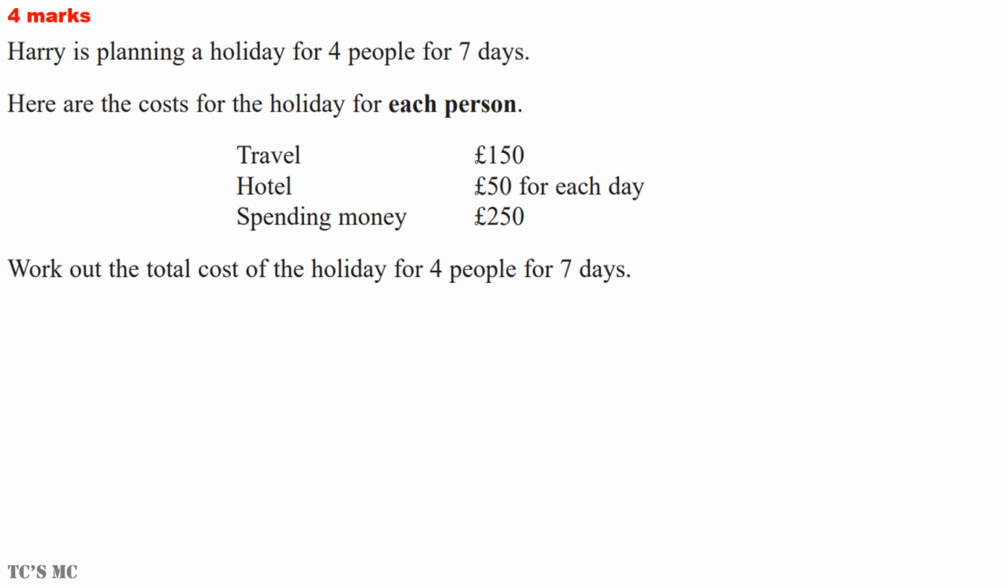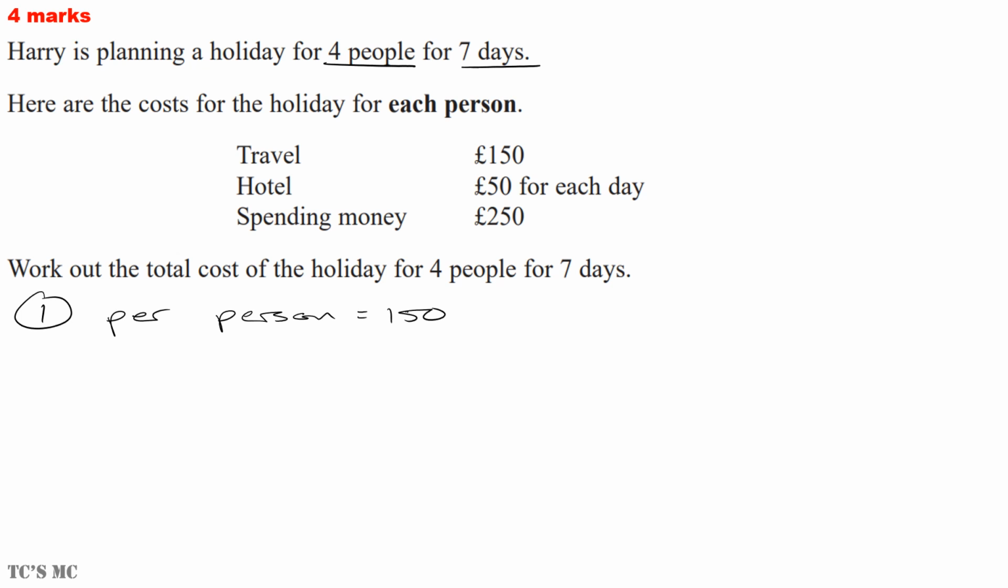Harry is planning a holiday for 4 people for 7 days. Here are the costs for each person. So that's all listed there. Work out the total cost of the holiday for 4 people for 7 days. The first step I'm going to do is work out the cost per person. Each person will spend £150 in total for travel.